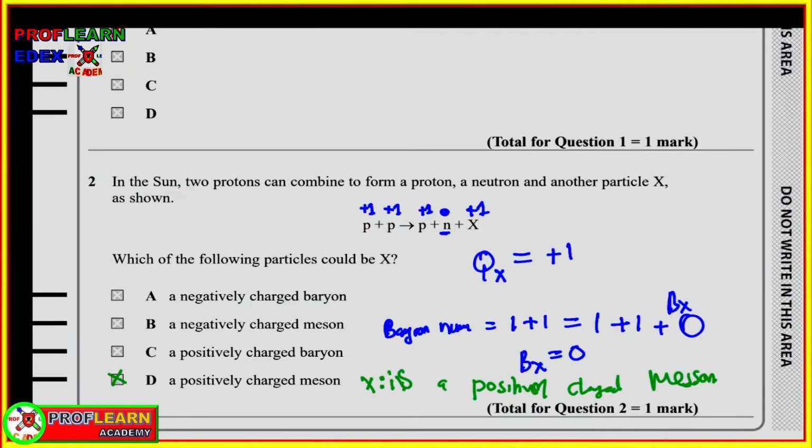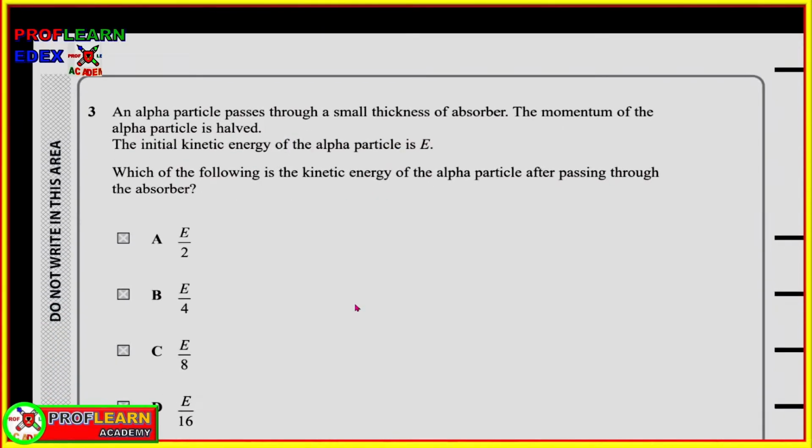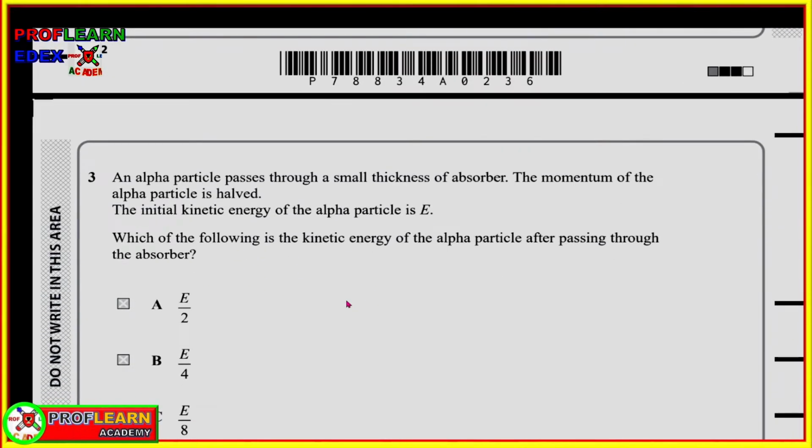Okay, so moving to the next part, we are told in the next question that alpha particles pass through a small thickness of absorber. The momentum of the alpha particle is halved. The initial kinetic energy of the alpha particle is E. Which of the following is the kinetic energy of the alpha particles?